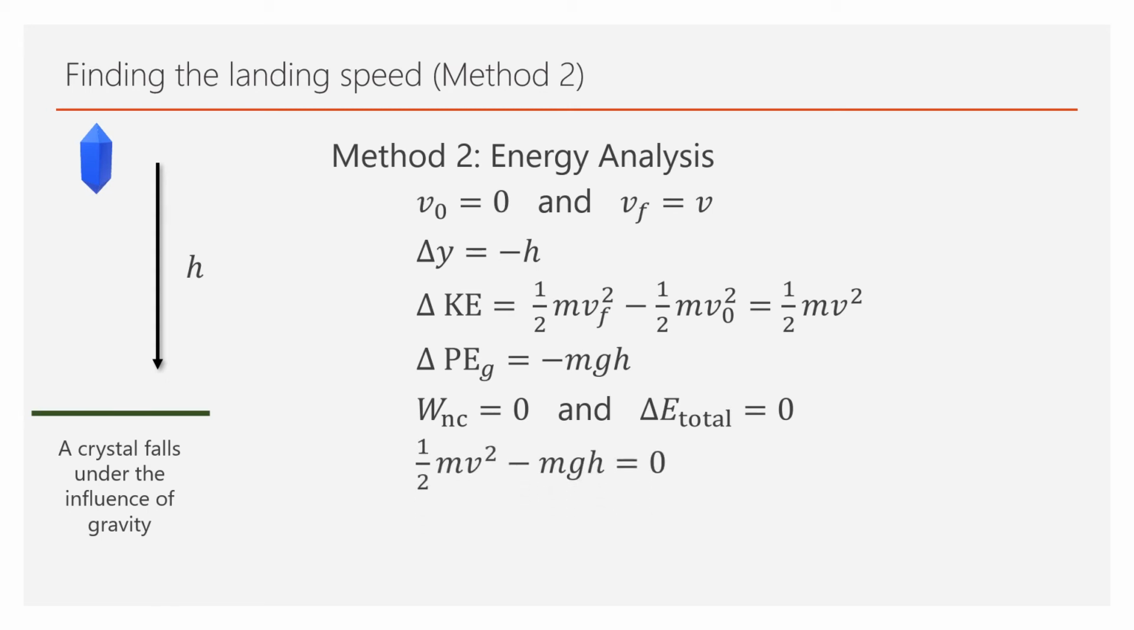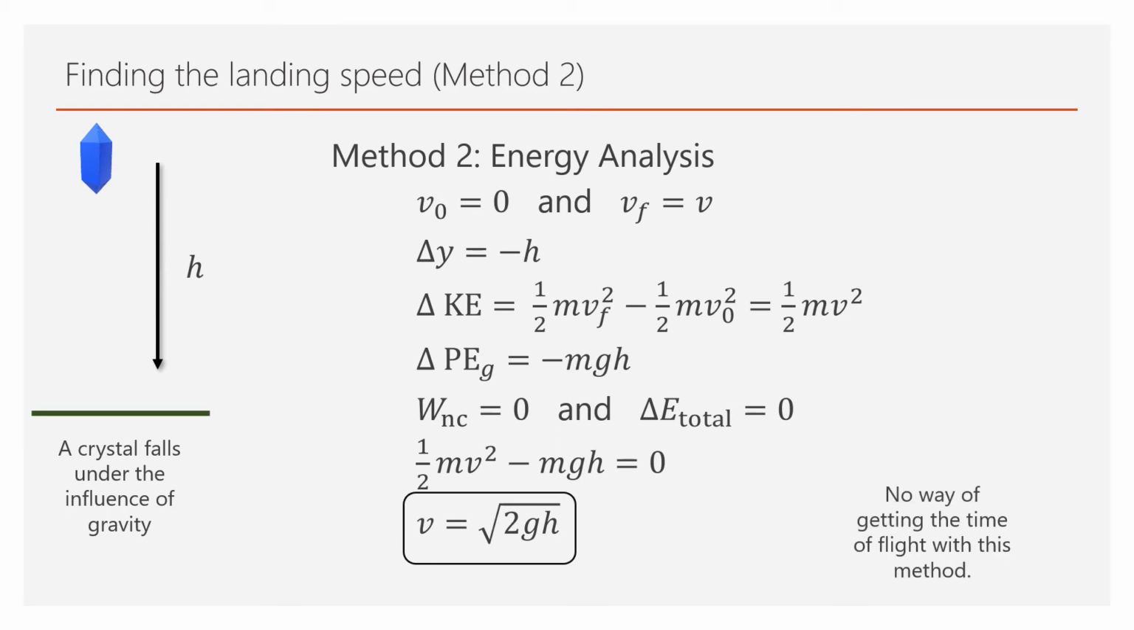We can use the above values to say that 1/2 mv squared minus mgh is equal to 0, and use that to solve for v. And we'll get the same answer as on the previous slide, the square root of 2gh. One thing to note is that there's no way of getting the time of flight with this method, and that's usually the case with energy.